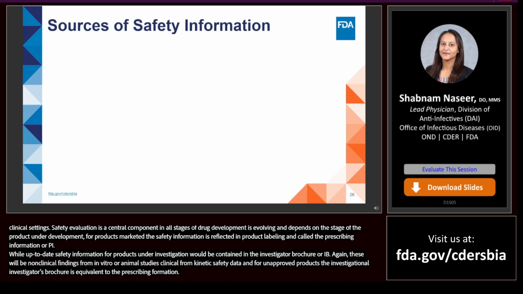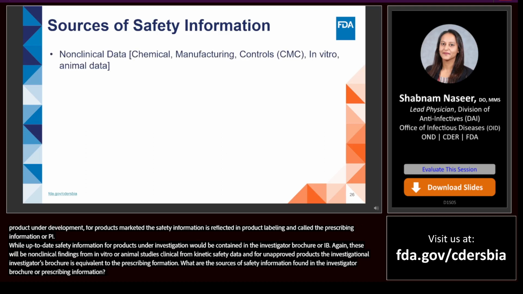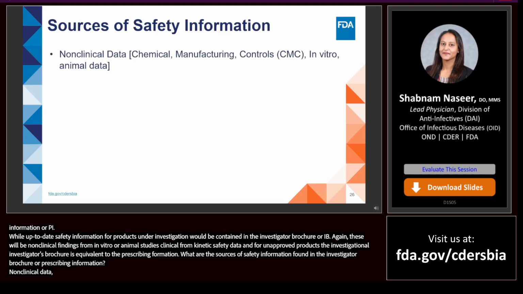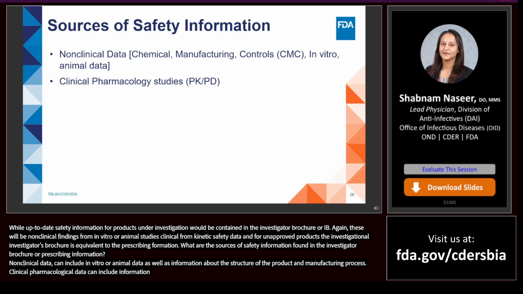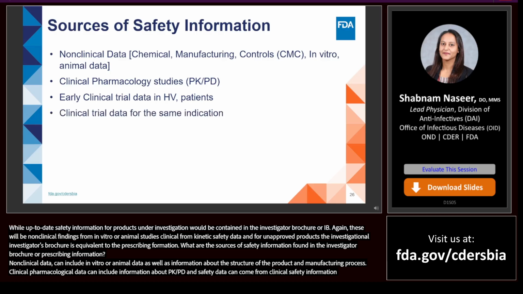So what are the sources of safety information found in the investigator brochure or the prescribing information? Non-clinical data can include in vitro or animal data, as well as information about the structure of the product and the manufacturing process. Clinical pharmacological data can include information about PK/PD. And then safety data can come from clinical safety information from healthy volunteers and patients.